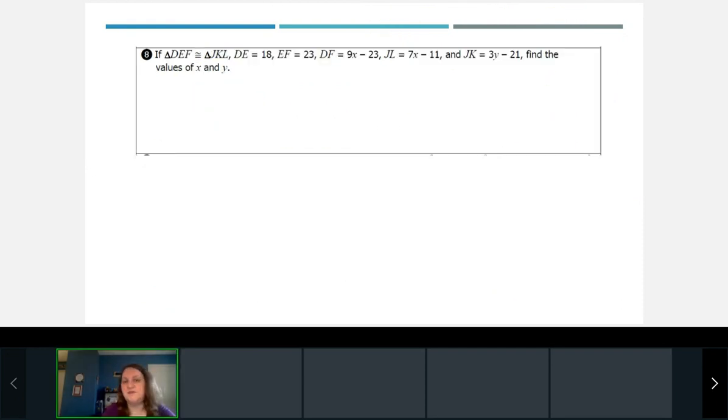What happens if there's no picture? Oh my goodness. Well, we draw one. So if there's no picture, draw one. You don't have to be a good artist. I clearly am not a good artist. I can barely crank out a triangle here, but we got it.